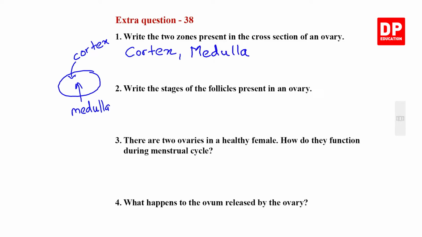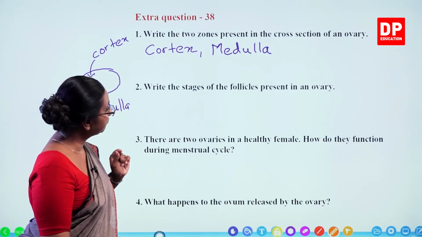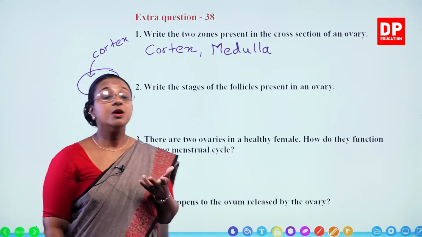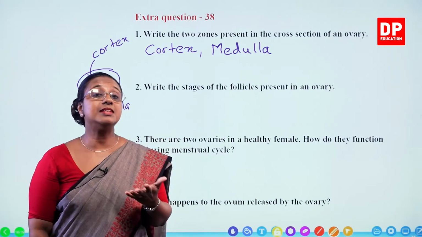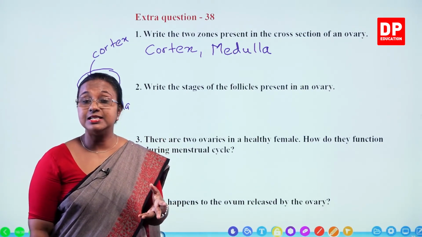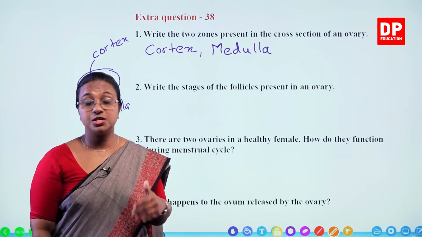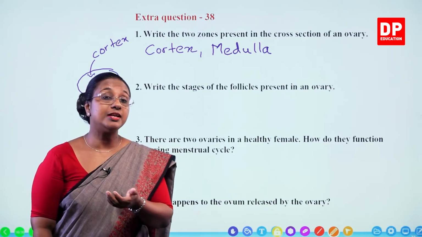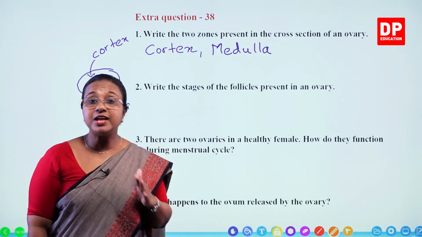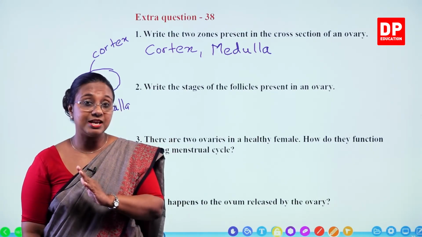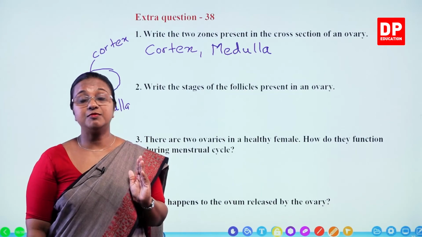Then the second question. Write the stages of the follicles present in an ovary. What are the stages? You all can remember, students, in the fetal stage itself, the ovaries contain the primary follicles. Usually there are about 200,000 to 400,000 primary follicles. And after adolescence, the primary follicles develop. They become the Graafian follicle.